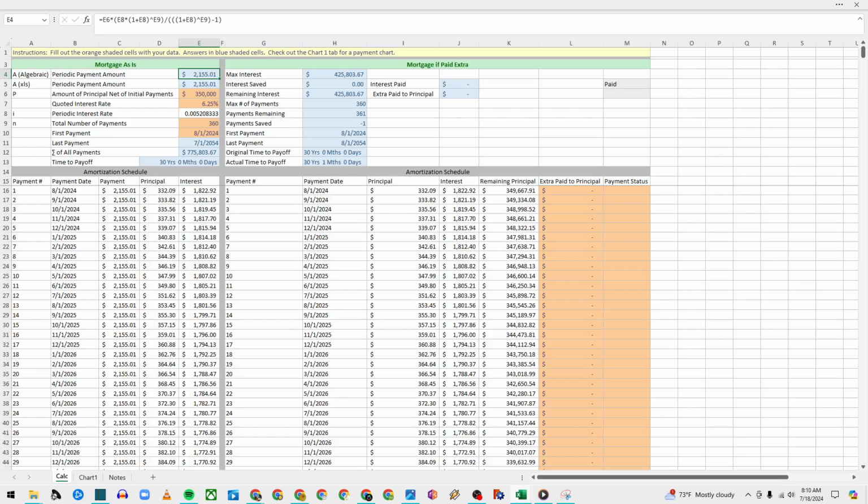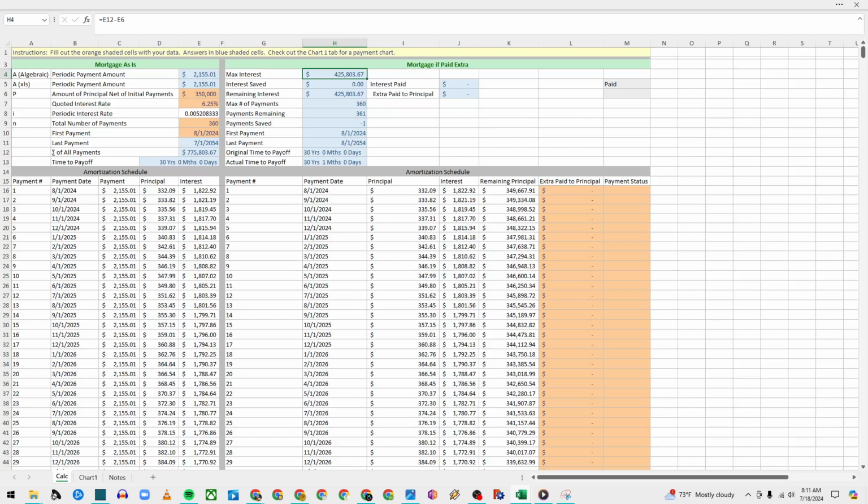And if you say that your first payment is due on 8/1/2024, your last payment will be due 7/1/2054, and then the sum of all the payments, which is what it sounds like, it's just the monthly payment times the number of payments, would be in this case $775,803.